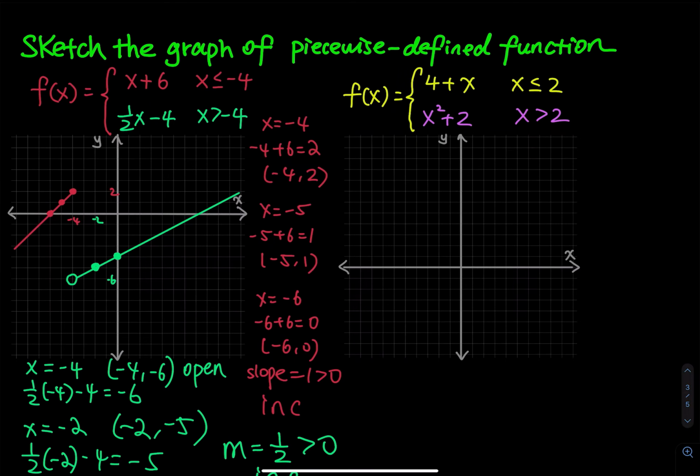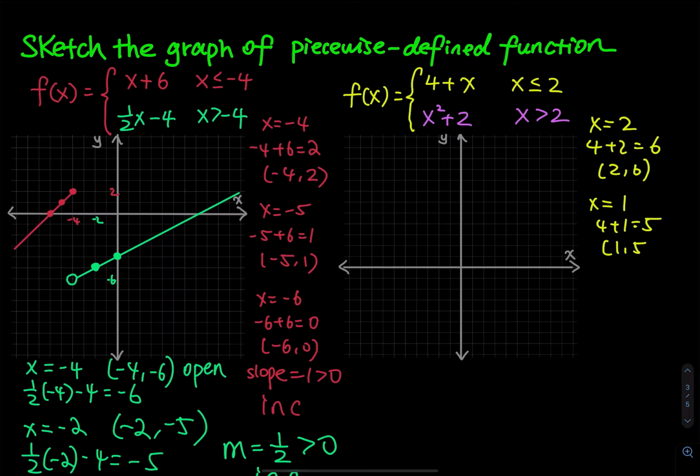So the next graph, 4 plus x is a straight line, positive slope. X less than or equal to 2, got it. So I will just pick when x is equal to 2. You have 4 plus 2 equals 6. So we have 2 comma 6. When x is equal to 1, you have 4 plus 1 equals 5. You have 1 comma 5. When x is equal to 0, you have 4 plus 0 equals 4. You have 0 comma 4.